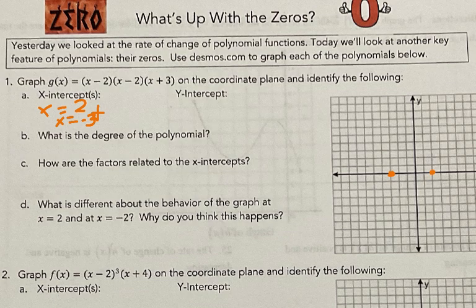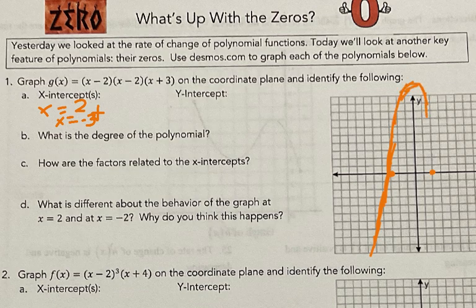Are they the same type of intercept? Or do they act the same? If you look at the graph, what at -3, what happens to the graph? We start below the x-axis and we go through the x-axis, right? It crosses. And then it goes, what? It goes out of range somewhere. We'll deal with that later.